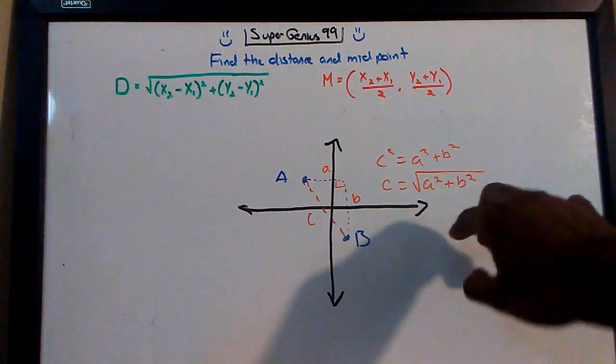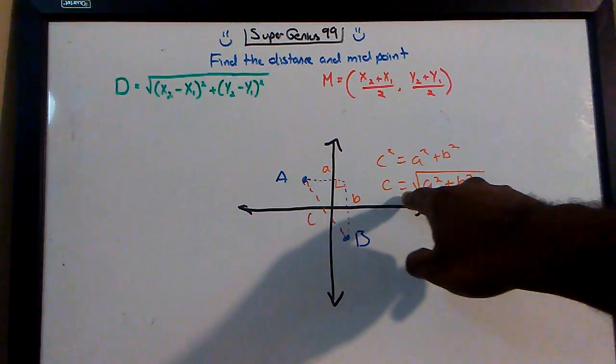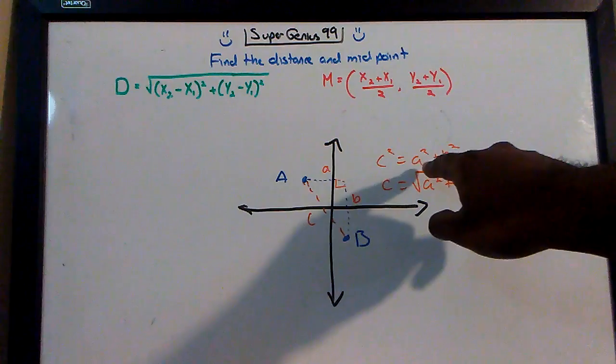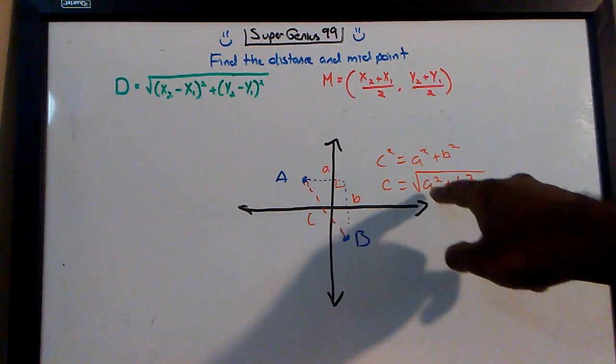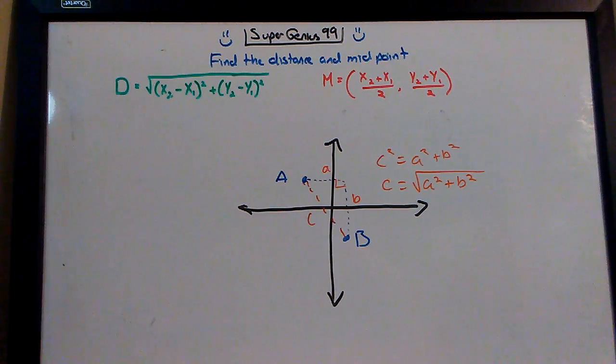But you see that comes from this formula right here. c squared equals a squared plus b squared. But square root everything, c equals the square root of a squared plus b squared. So that's how they come up with this handy dandy formula to find the distance between any 2 points. They're basically just using Pythagorean theorem.